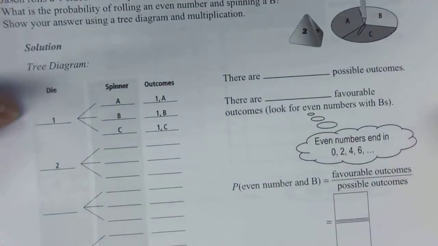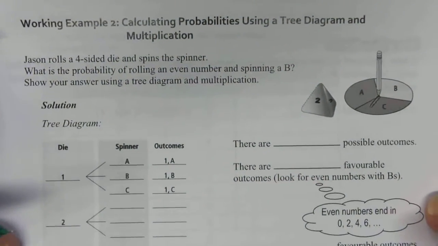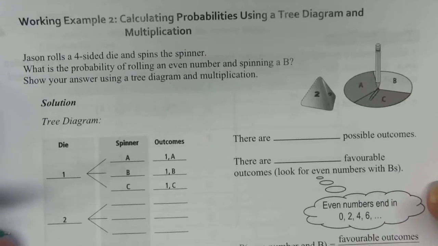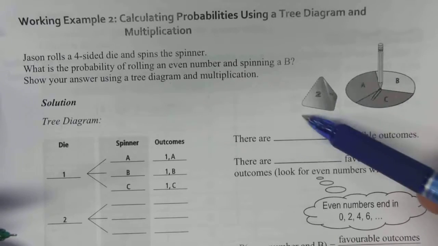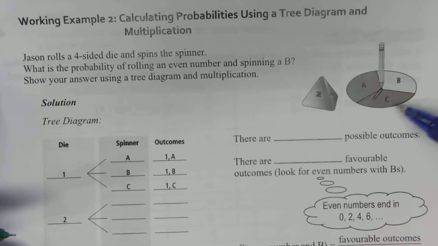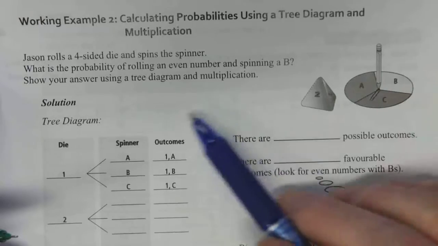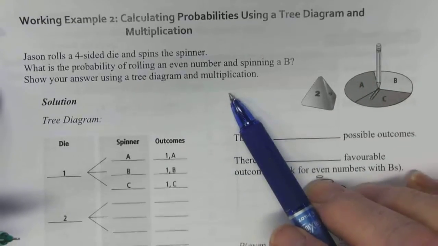So let's try another example. Working example number 2, calculating probabilities using a tree diagram and multiplication. So Jason rolls a 4-sided die and spins a spinner. What is the probability of rolling an even number and spinning a B? Show your answer using a tree diagram and multiplication.